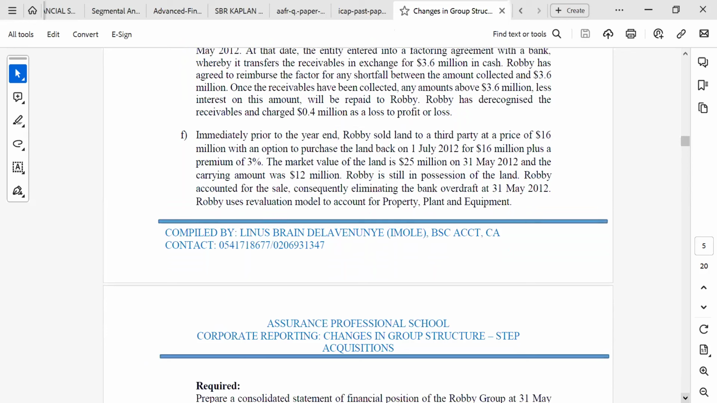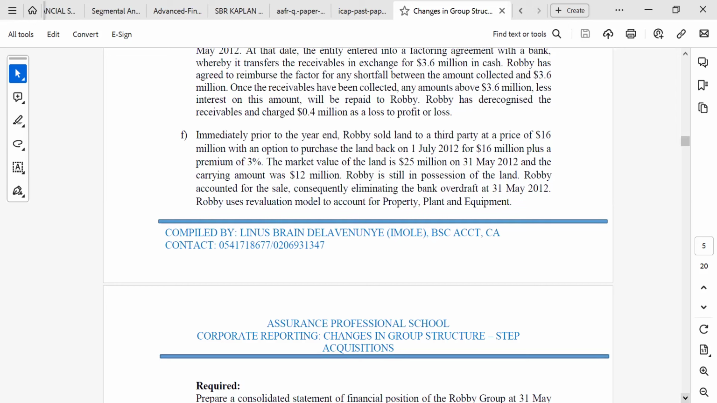Immediately prior to the year end, Robbie sold land to a third party at a price of 60 million with an option to purchase the land back on 1st July 2012 for 60 million plus a premium of 3%. The market value of the land is 25 million on 31st May 2012, and the carrying amount was $12 million. Robbie is still in possession of the land. Robbie accounted for the sale, consequently eliminating the bank overdraft. At 31st May 2012, Robbie uses revaluation model to account for PPE.